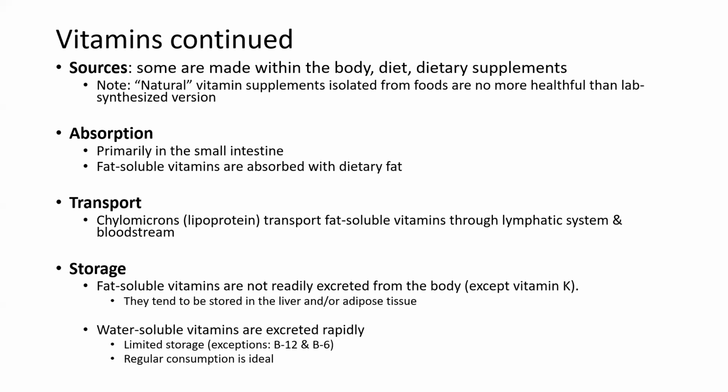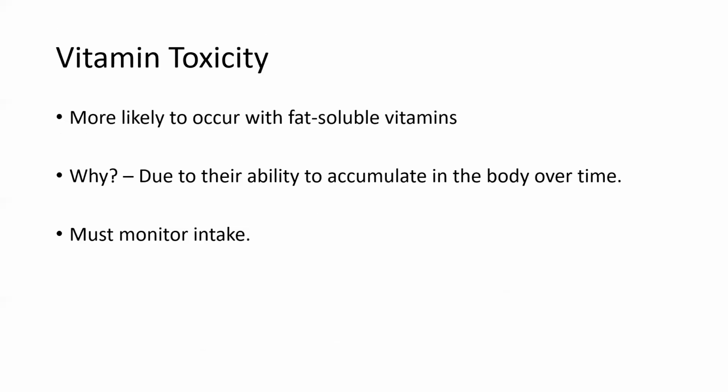But once absorbed, those vitamins get transported through the lymphatic system and the bloodstream by chylomicrons, which remember are a type of lipoprotein. Fat-soluble vitamins are stored in the liver and the adipose tissue, which is why they aren't easily excreted and can even build up to toxic levels if consumed in excess. Water-soluble vitamins, however, are excreted more readily, and so you'll need to consume them regularly to prevent deficiencies. There are some exceptions to this rule, including vitamins B12 and B6, which do have a little bit of storage capability. Let's talk about toxicity.